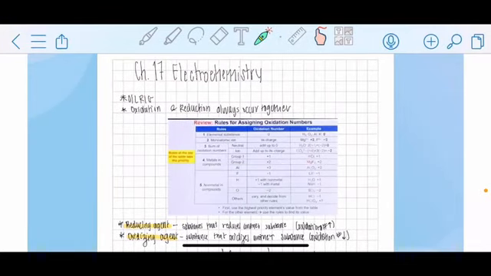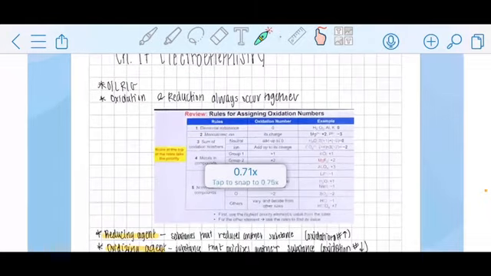Chapter 11 is about electrochemistry. To study electrochemistry, we must remember oxidation and reduction reactions, and remember that they always occur together. Oxidation and reduction reactions can be remembered by the phrase OIL RIG. Oxidation is loss and reduction is gain.